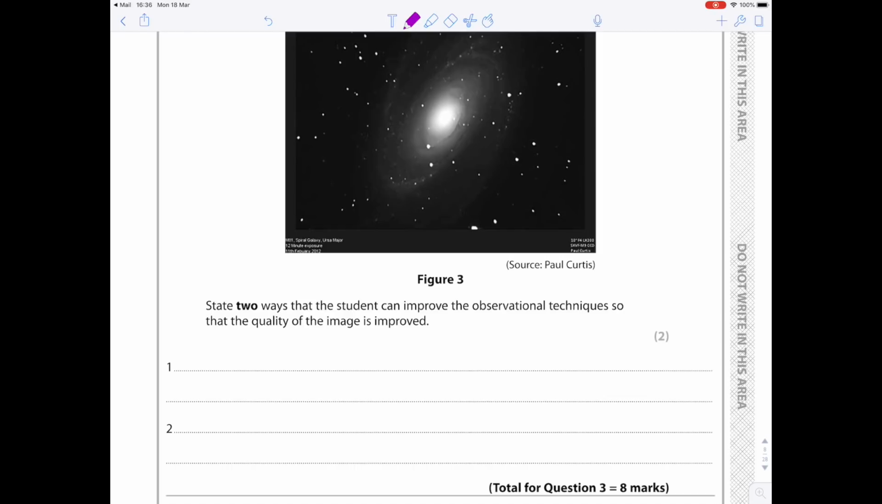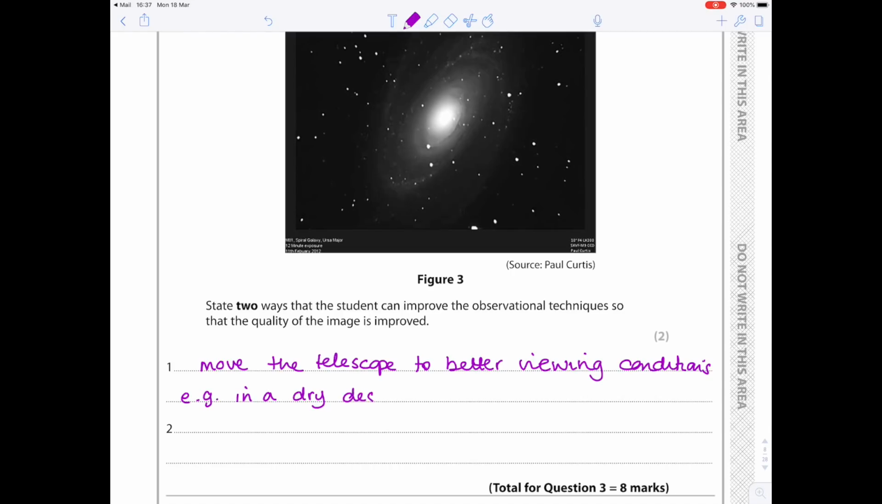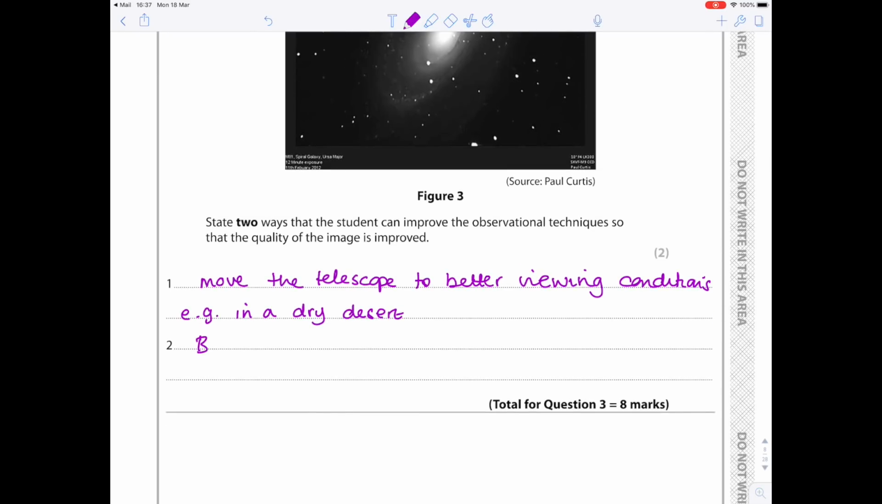So I'm just going to write, because I like this answer, move the telescope to better viewing conditions, e.g. in a dry desert. Something else you could say is use a better quality objective lens.